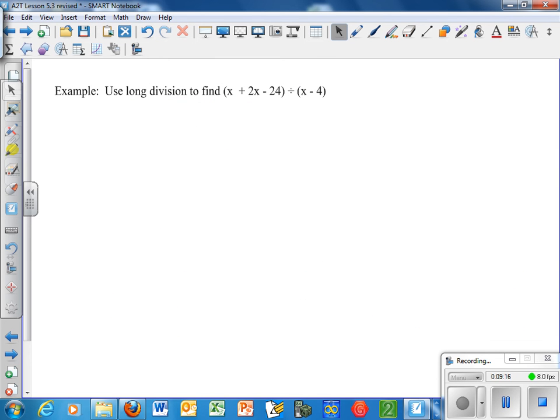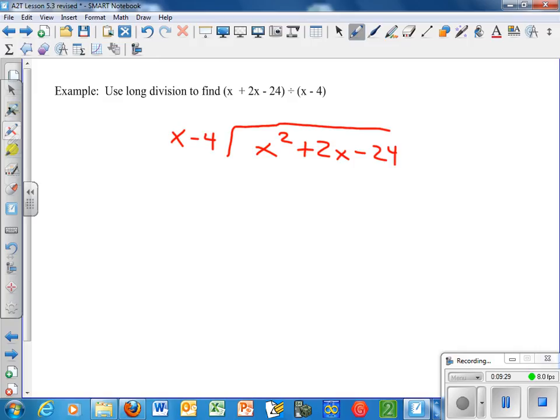Okay, let's do another one. So here's my divisor. I'm going to start with x minus 4. And I'm dividing that into x squared plus 2x minus 24.